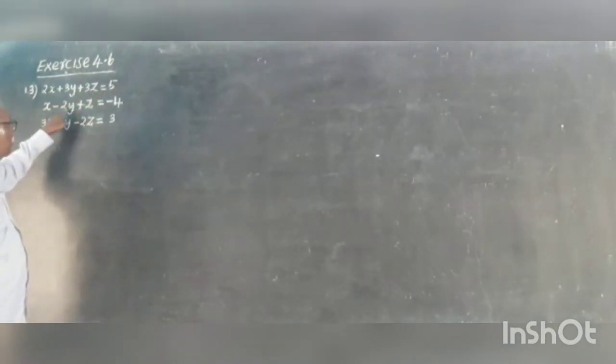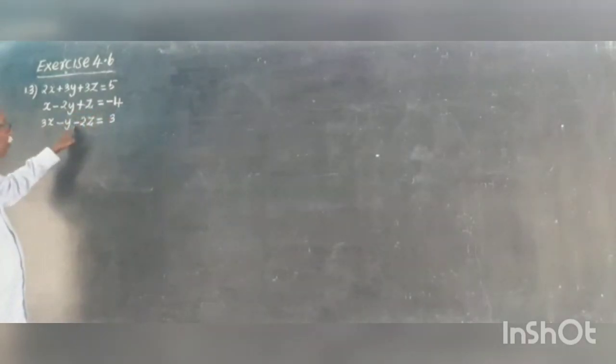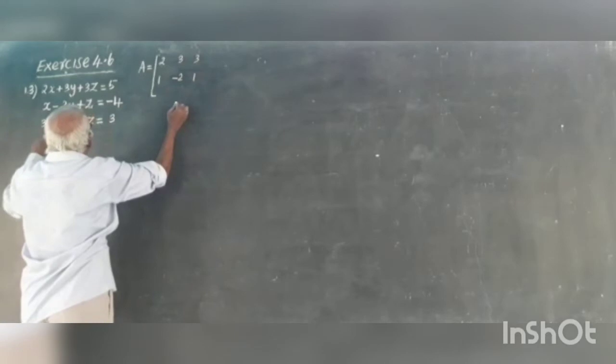Question number 13, exercise 4.6. 2x plus 3y plus 3z equal to 5. x minus 2y plus z equal to minus 4. 3x minus y minus 2z equal to 3. First part, the coefficient matrix. First row 2, 3, 3. Second row 1, minus 2, 1. Third row 3, minus 1, minus 2.